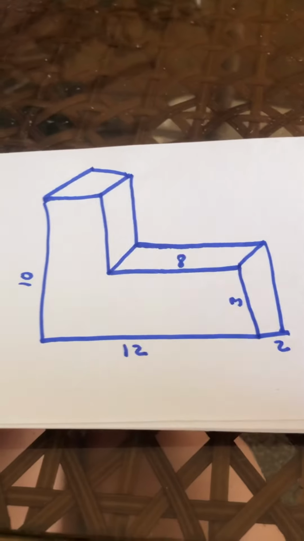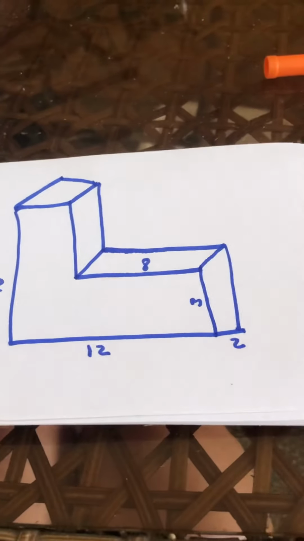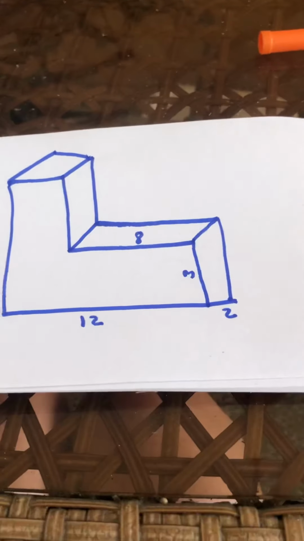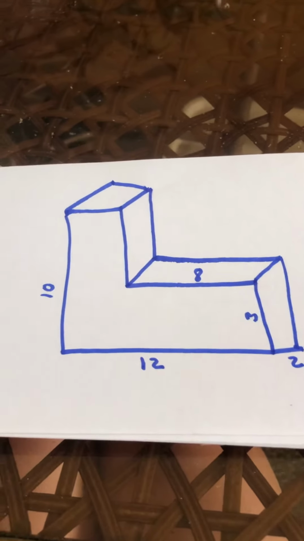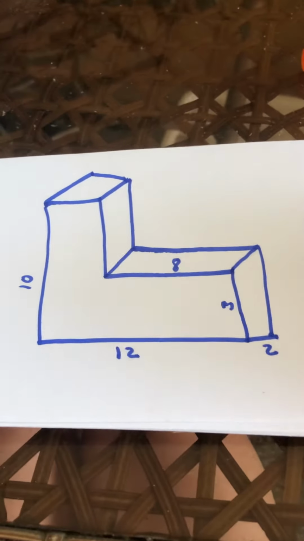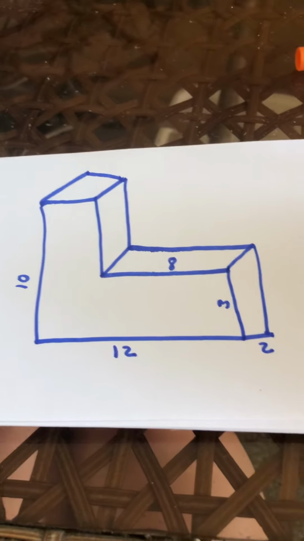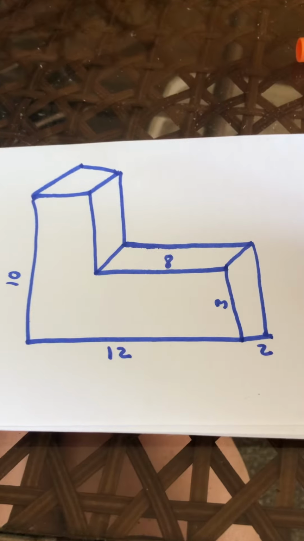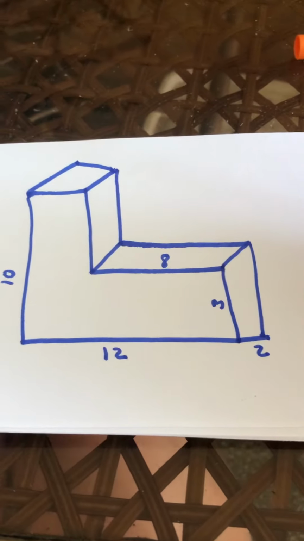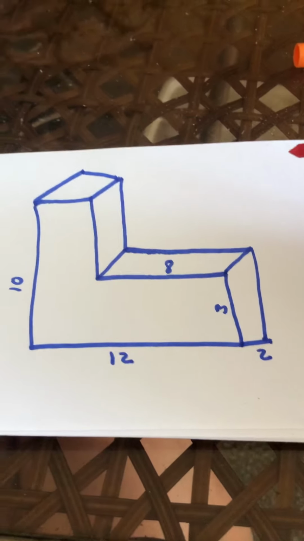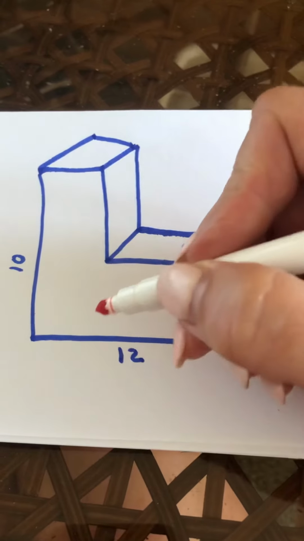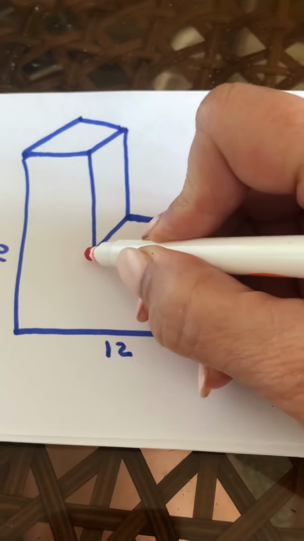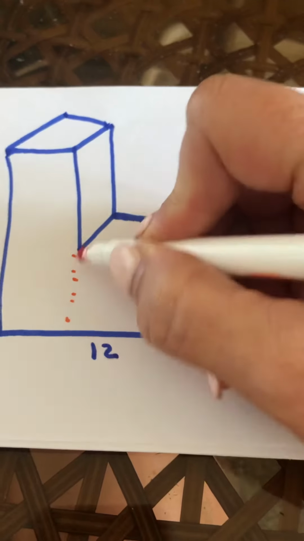Okay, guys, today in math, I'm going to show you how to calculate the volume of a rectangular prism when you have an L shape like this. And what you want to do, this is just an irregular rectangular prism with two rectangular prisms in one. So what you want to do is you want to divide it, say right here.